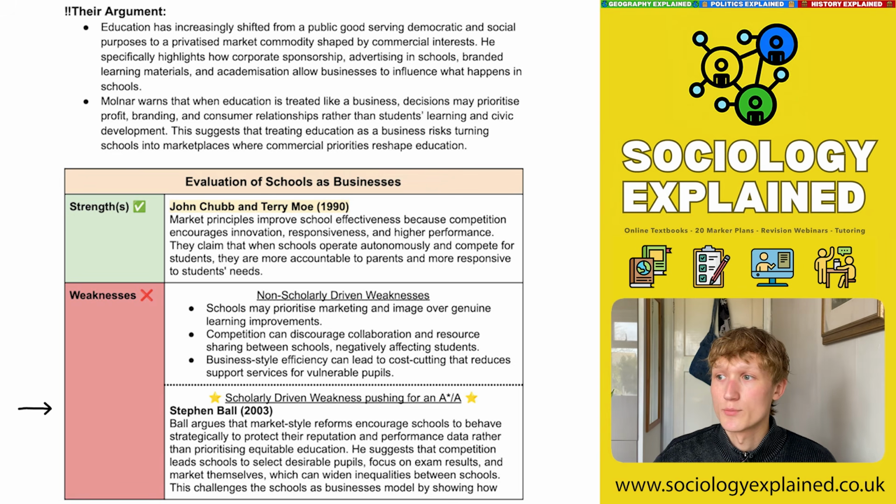Another key scholar you could bring in if you wanted to drive your grade up here is Stephen Ball, 2003, who argues about how market-style reforms encourage schools to behave strategically, focusing on their performance data rather than prioritising equitable education. So once they focus on selecting desirable pupils, as Bartlett spoke about, or exam results and how they look, this will broaden the inequality between schools, because schools will not have an incentive to help all students, but they'll only have an incentive to win in this business-like competition.